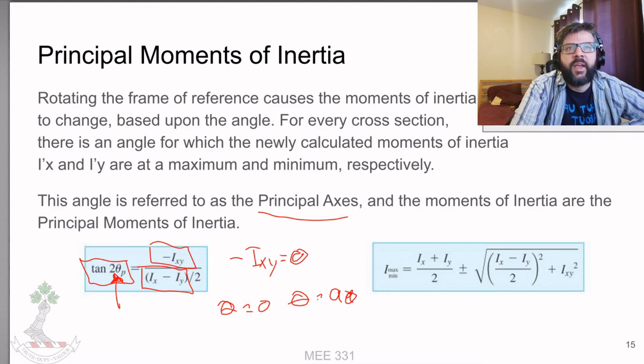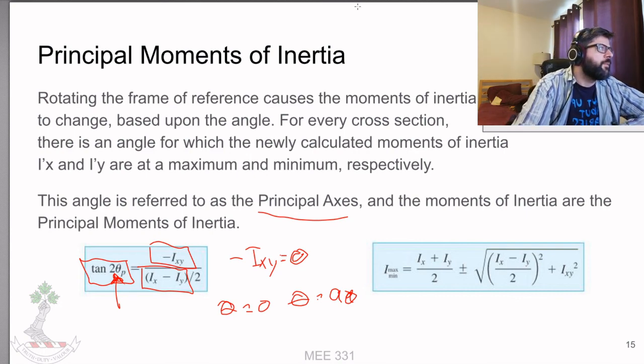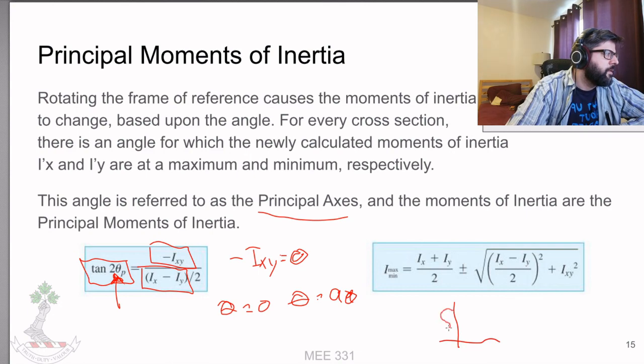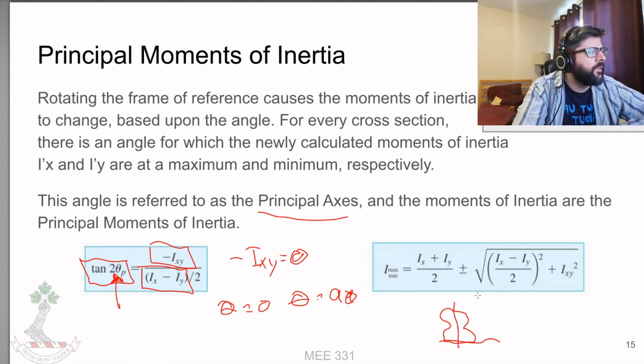And that occurs anytime that the x-axis or the y-axis is an axis of symmetry. So anytime you have an object that is symmetrical about one of those axes, you know that that's going to be one of the orientations at which it's at its maximum in terms of Iy or Ix.